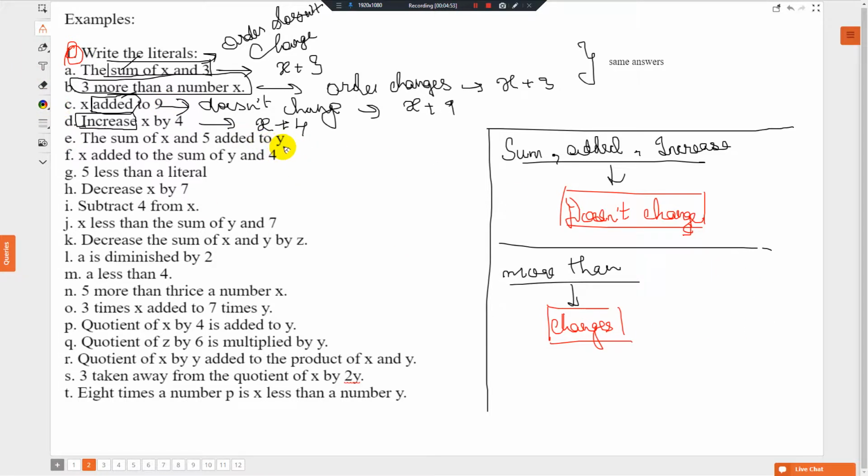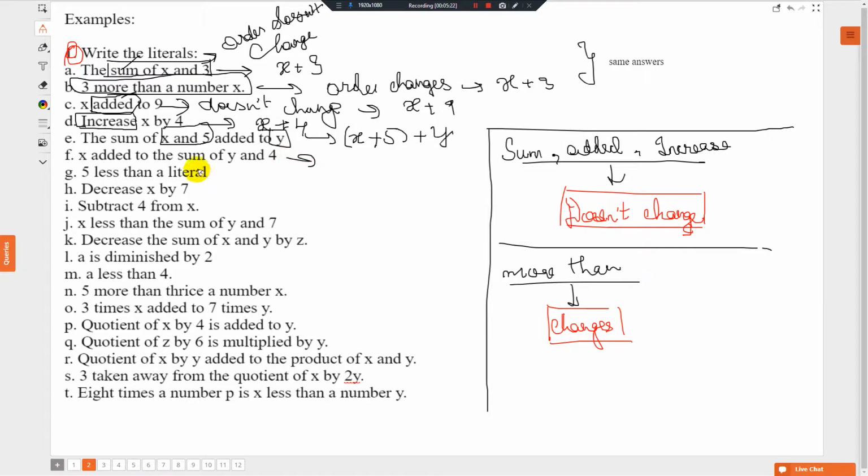When they have given the sum of x and 5 added to y, does the order change or not change? It does not change. So first we'll write this and we're going to add it. We put a bracket for x plus 5, and then plus y.